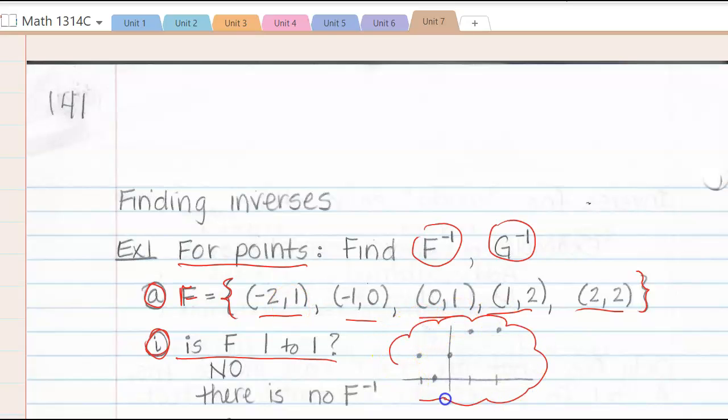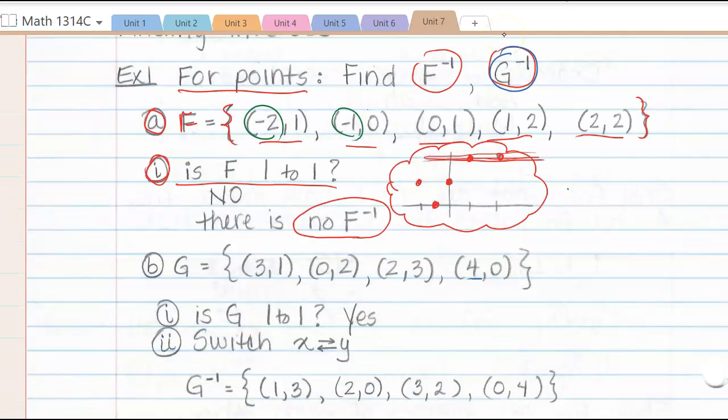I'm plotting points. So I plug in -2, 1. That's this point. -1, 0. I plug in 0, 1. I plug in 1, 2. And I plug in 2, 2. And we can see here that if I did a horizontal line here, it would actually cross those 2 points. So f is not one-to-one, therefore we cannot find the inverse of it.